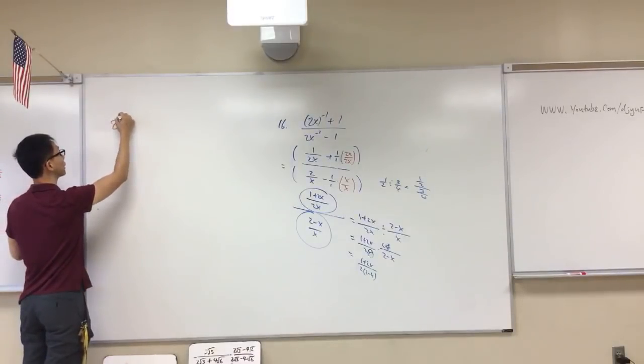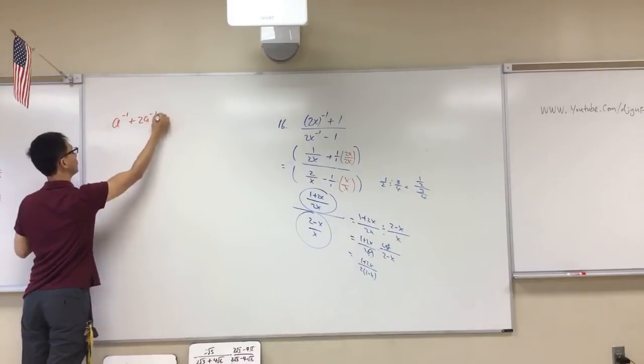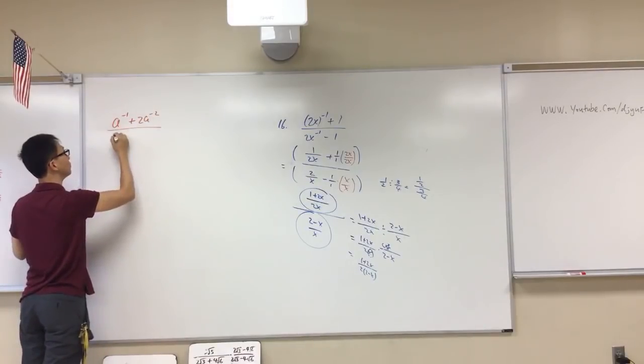A to the power negative 1, plus 2A to the power negative 2, over 2A to the power negative 1 plus, in parentheses, 2A to the power negative 1.